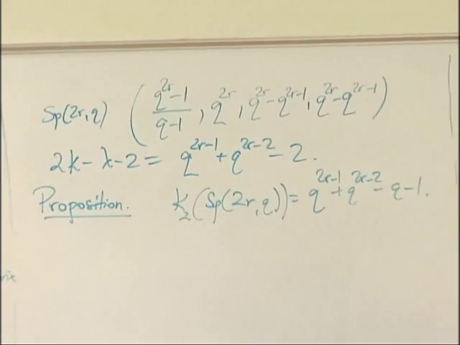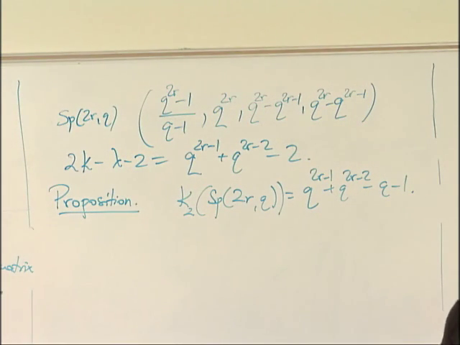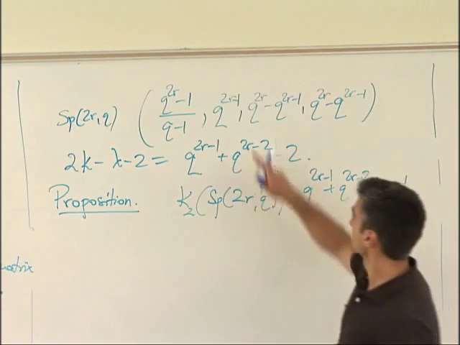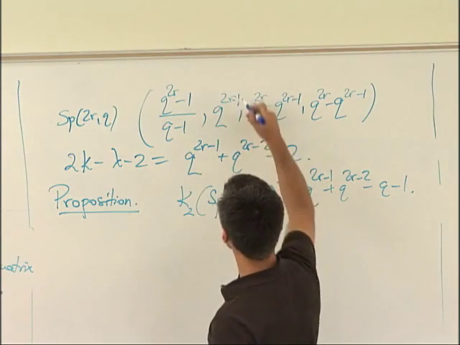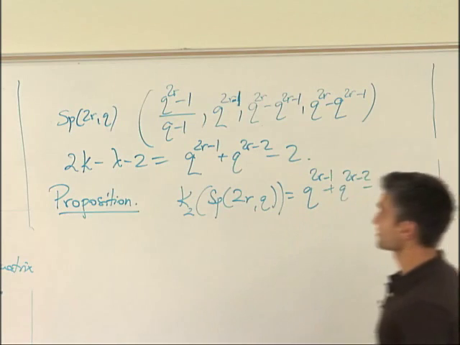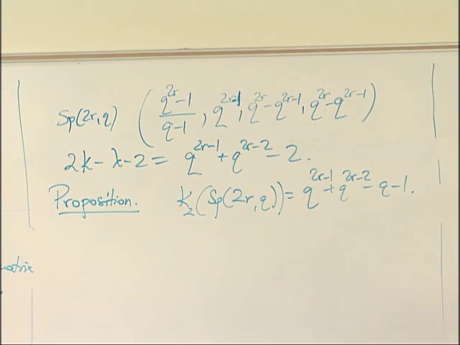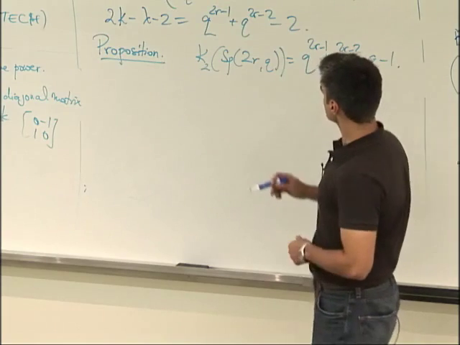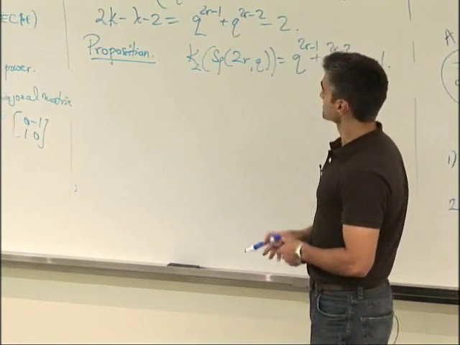Yes? The first parameter is the number of vertices? Yes. And the second one is the number of neighbors? Thanks. Thank you. All right, so somebody's paying attention. That's good. Thank you. So it's Q to the 2R minus 1. Yeah, but these values are the same.